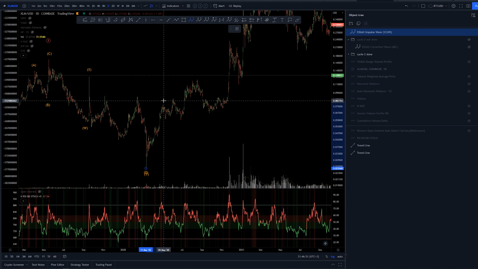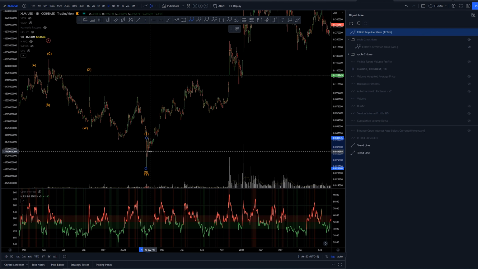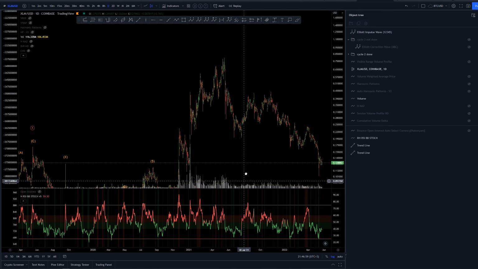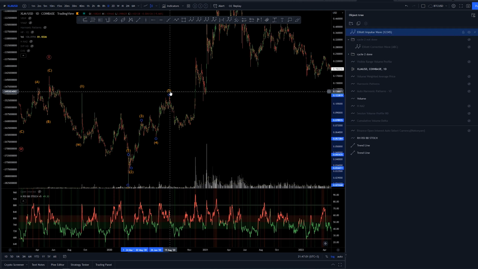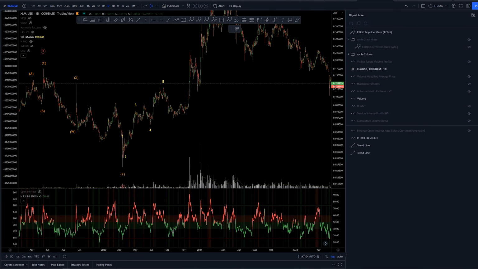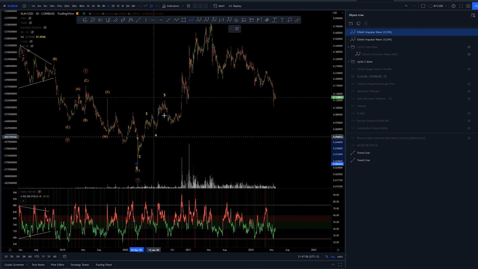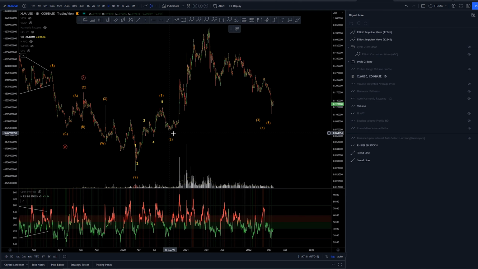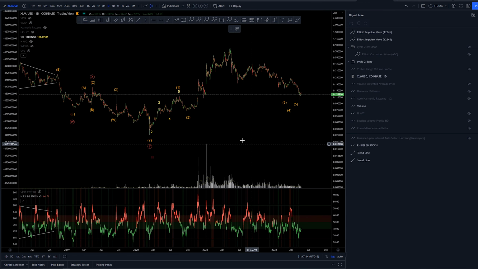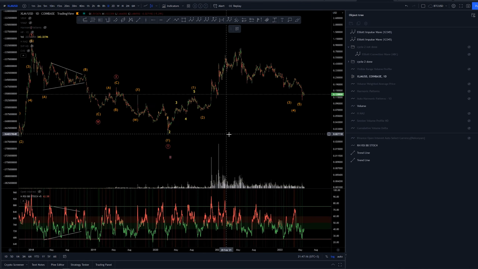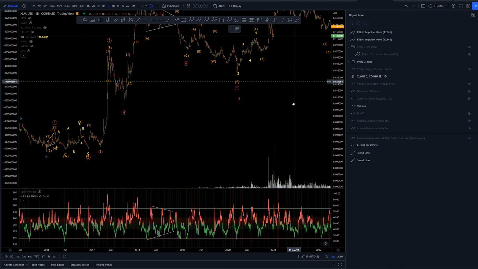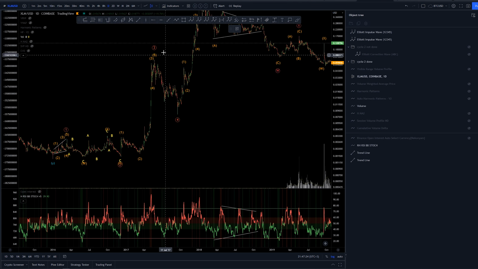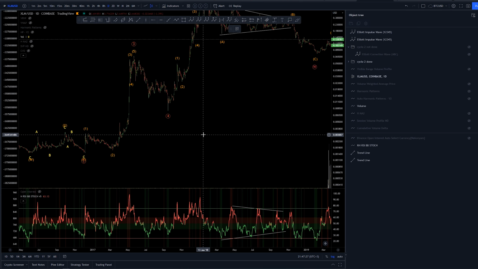So 1, 2, 3, 4, 5. Let's label that as I see it. And this, what would be this degree? I think it's minor. That would be, again, intermediate 1, 2 done. 2 is really short though, but I just can't see any other structure here that would be complying better for a wave 2.